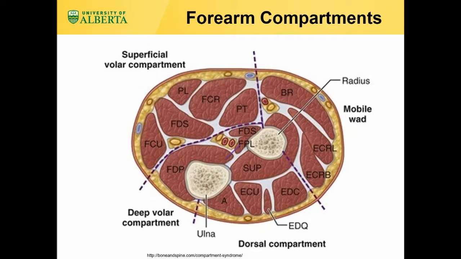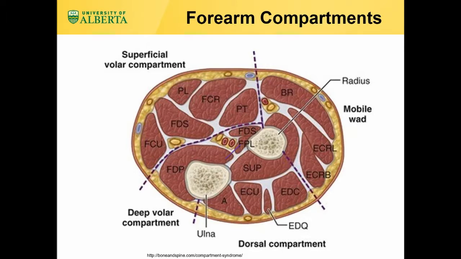The dorsal, or extensor compartment, contains the anconeus, extensor carpi ulnaris, extensor digiti minimi, in this diagram labeled EDQ, as it is also known as the extensor digiti quinti proprius, the extensor digitorum communis, and the supinator muscles and tendons. This compartment contains the posterior interosseous nerve, which is a branch of the radial nerve, and the posterior interosseous artery.